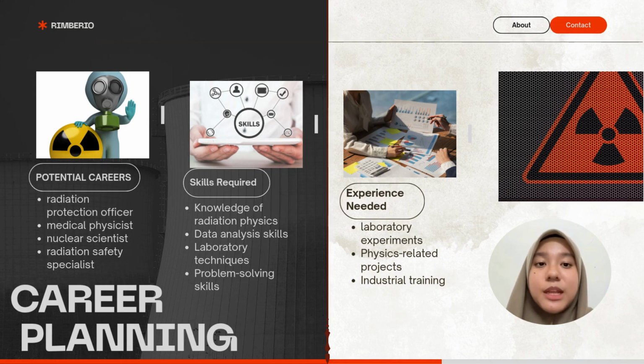For example, medical physicists use radiation in medical imaging and cancer treatment, while a radiation protection officer ensures that workers and the public are protected from harmful radiation exposure. Another career option is becoming a nuclear scientist who conducts research involving radioactive materials and radiation detection technologies. To succeed in these careers, individuals need a strong understanding of physics, especially radiation physics. In addition, skills such as data analysis, problem solving, laboratory techniques, and communication are also important.